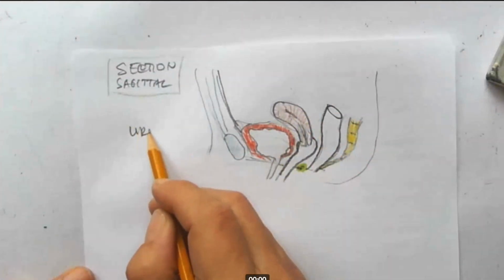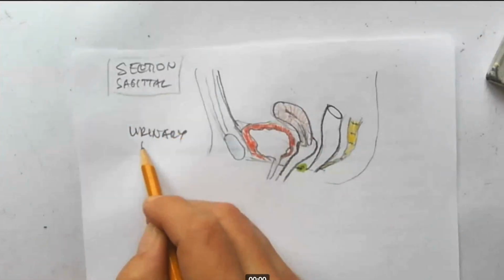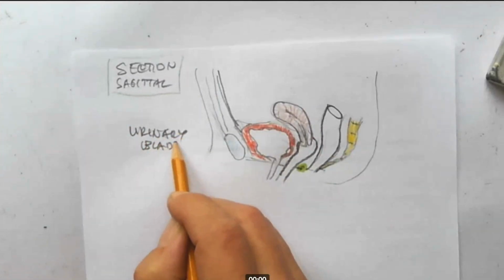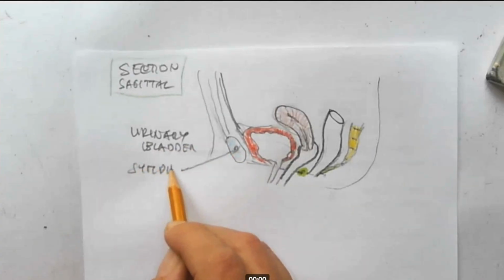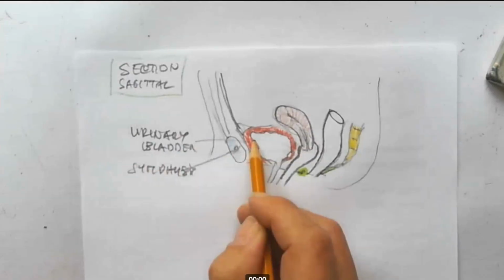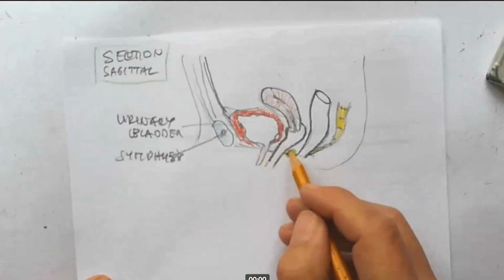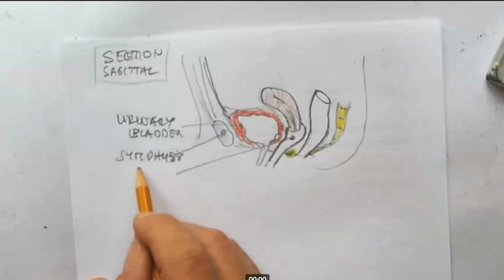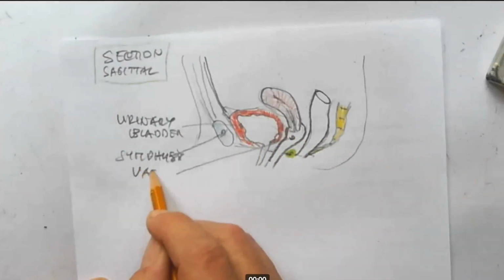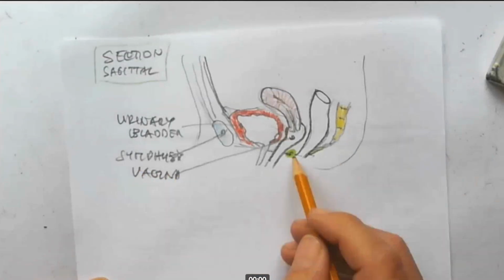Here we have just the labeling: urinary bladder. Yes, urinary bladder behind the symphysis. This is the symphysis, correct. Bladder, yes. Here we see the vagina. Moment. Here could be the line of the vagina. Yes.